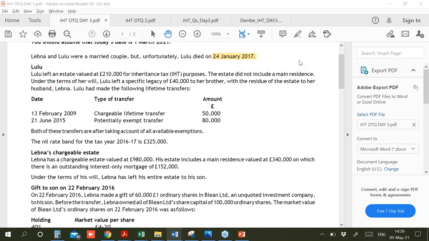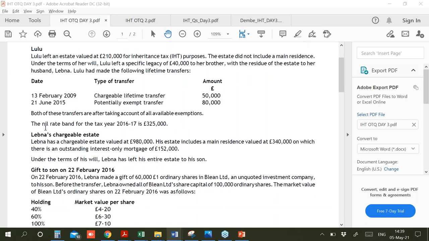The first one, guys, and the rule is that all of the transfers which are before the 7 years of your death are exempt. So the 7 year rule needs to be applied here. Before the 7 years of death, all of the transfers that you have made are exempt at your death. So the first one, that is on 13th February 2009, will be exempt from the death estate. Now, the nil rate band in that year 2016-17 was 325,000.